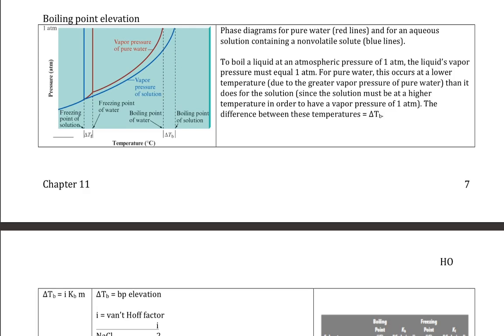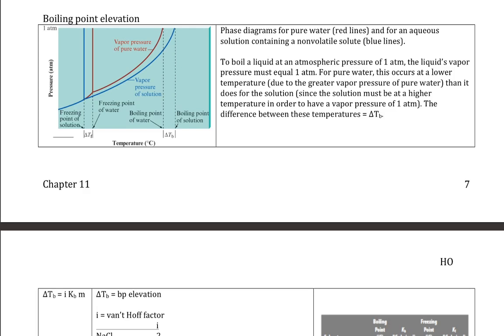So the boiling point of the pure water, at 1 atmosphere, you drop straight down from the red. You get the left side of that delta T sub B. The boiling point of the solution is found by dropping down from the blue line because we are at that 1 atmospheric pressure. So that would be the boiling point of the solution. It's higher than that of the pure one.